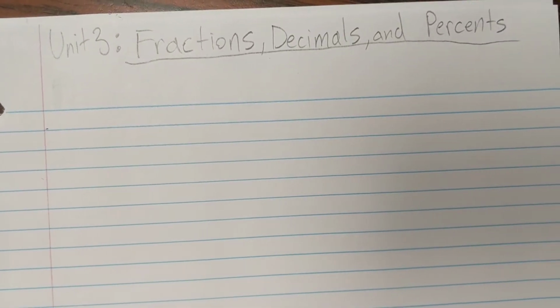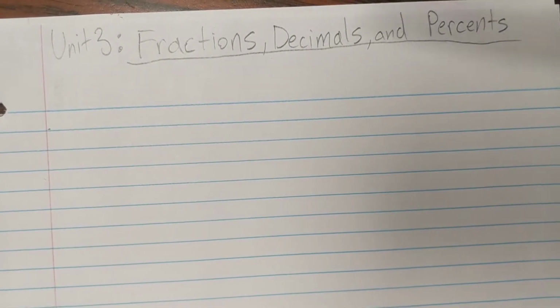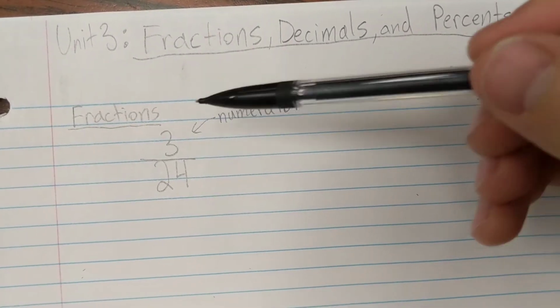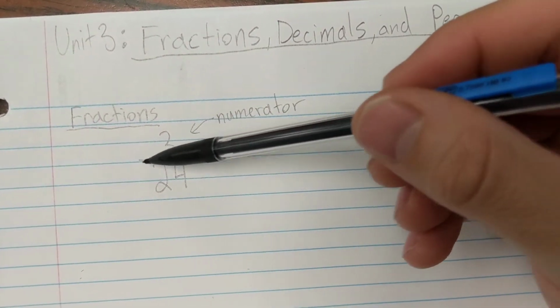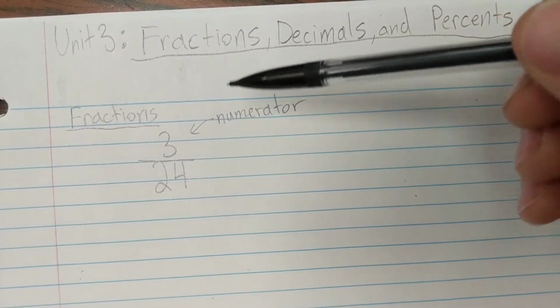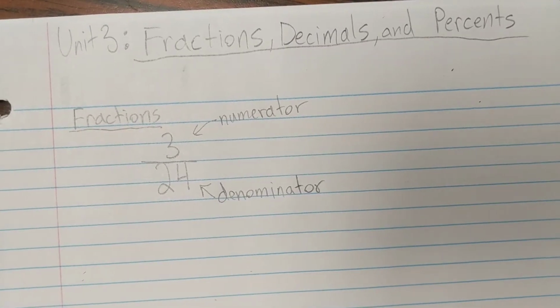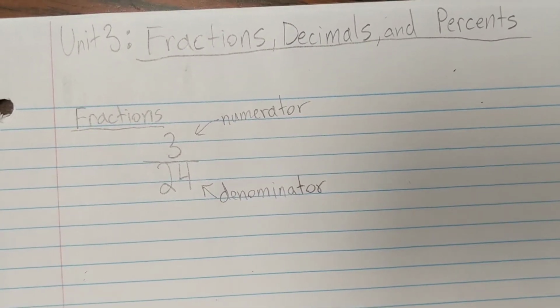All right, here's our new unit, Unit 3. It's fractions, decimals, and percents. All right, so you're familiar with fractions. You've got a top number, a line, and then a bottom number. The top number is called the numerator. The bottom is called the denominator.